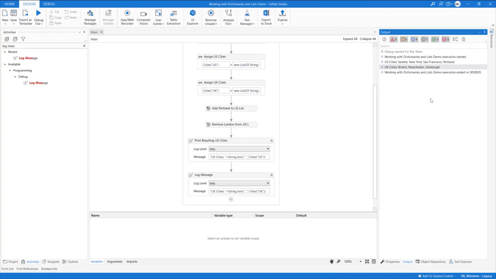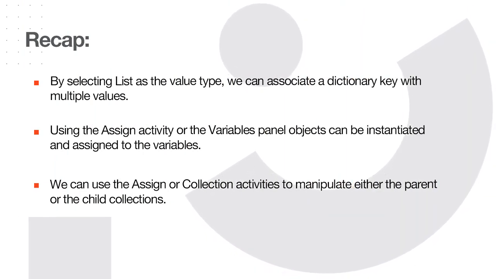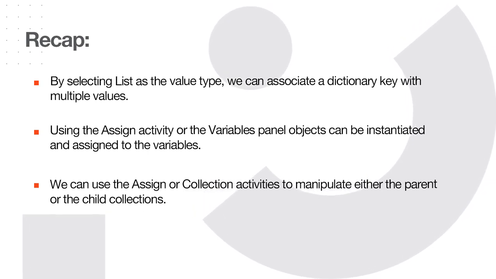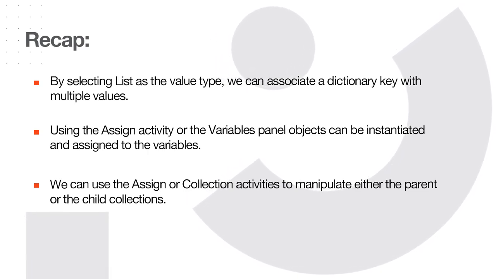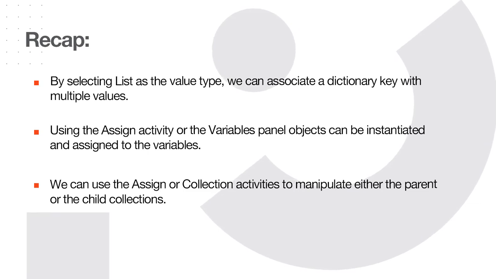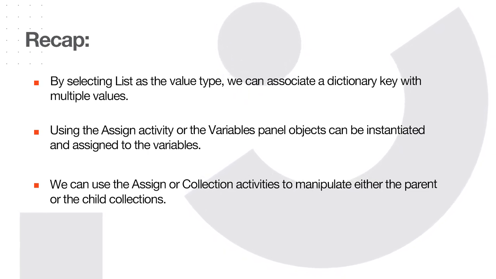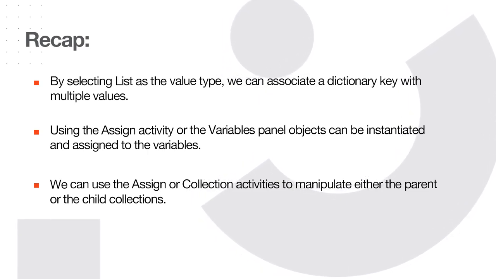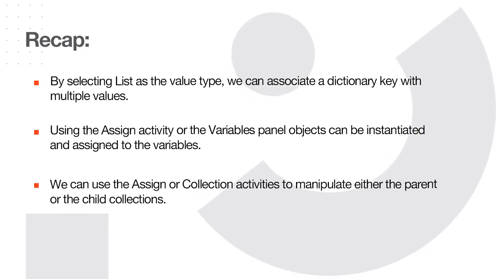Before we end this video, let's quickly recap. By selecting List as the value type, we can associate a dictionary key with multiple values. Using the Assign activity or the Variables panel, objects can be instantiated and assigned to the variables. When working with dictionaries with list values, both the dictionary and the list objects need to be instantiated using the new keyword. We can use the Assign or Collection activities to manipulate either the parent or the child collections.